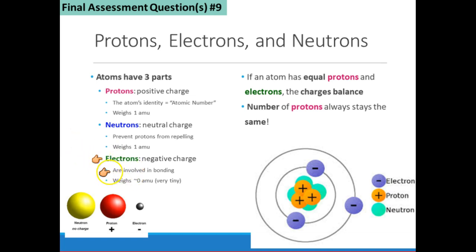Electrons are negatively charged. They are involved in bonding because they're on the outside of our atom. So they're the things that are capable of being close to other atoms to bond. And they almost weigh nothing. They're very, very, very tiny. So they weigh approximately 0 AMUs. Remember, if an atom has equal protons and electrons, it's going to have a neutral charge overall because those charges balance. And remember, the number of protons always has to stay the same because if it changes, the atom also changes. All right, go ahead, answer question number 9.